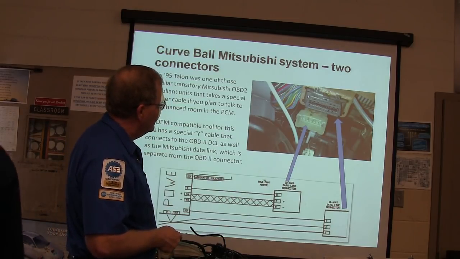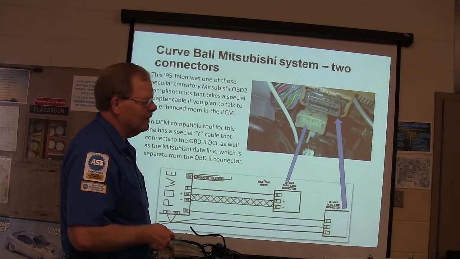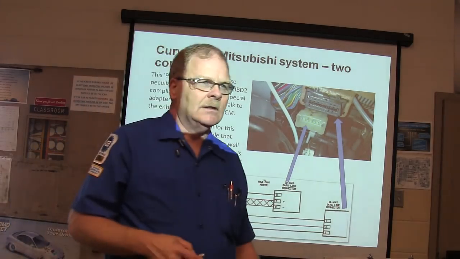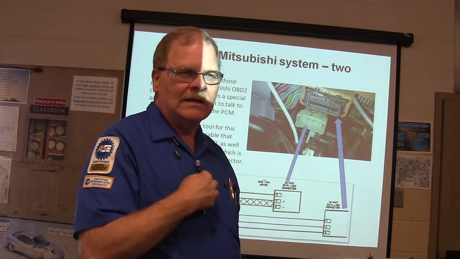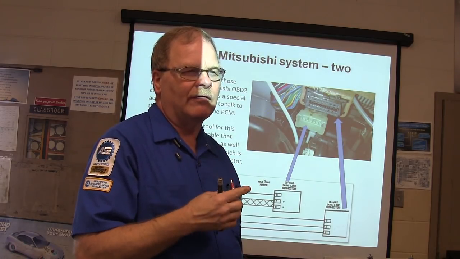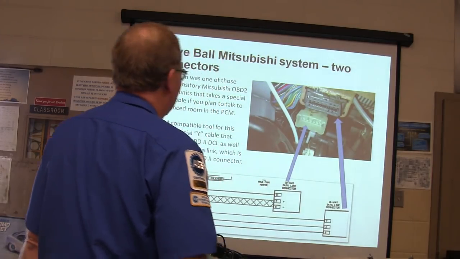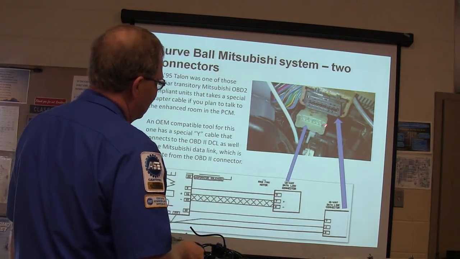All right, now, what's pin 16? Pin 16 has got what? What's always on pin 16 on a DLC connector? Oh, it's hot. It's always hot. What's pin 4 and 5? That's ground. 4 and 5 is ground, 16 is hot. Remember that. Now this is the one that you got to plug in to get the enhanced data.